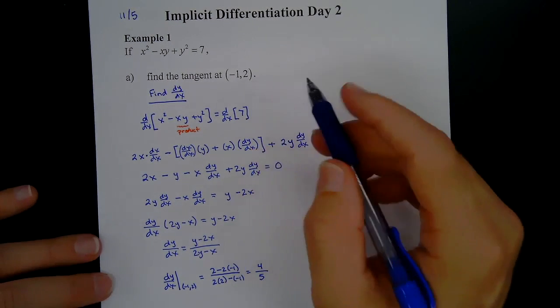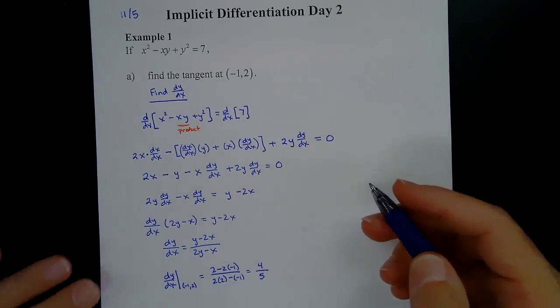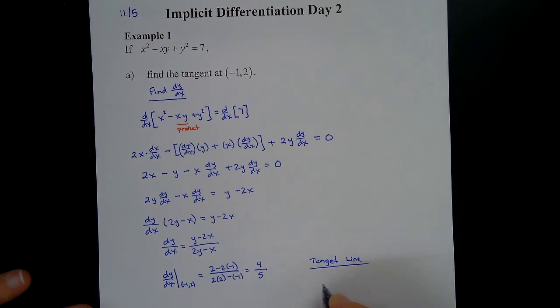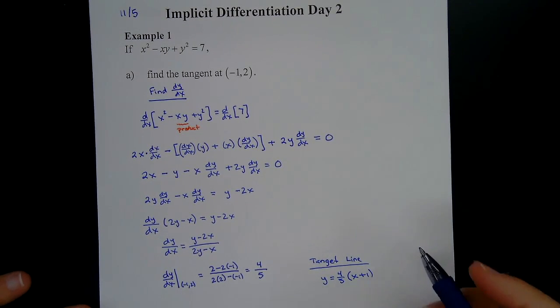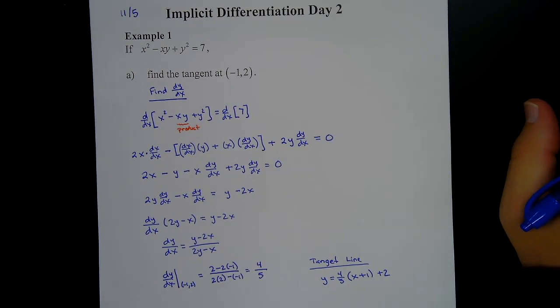I already have the point, so I have the slope. The slope is 4/5, the point is (-1, 2). I can write the equation of my tangent line. My tangent line would be y is equal to 4/5 times (x plus 1), because I need to move it to the left 1, and then plus 2. And that's my equation of my tangent line right there. Now the next part has to do with the normal line, and we'll do that one next.